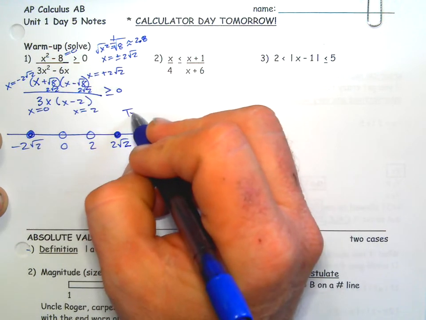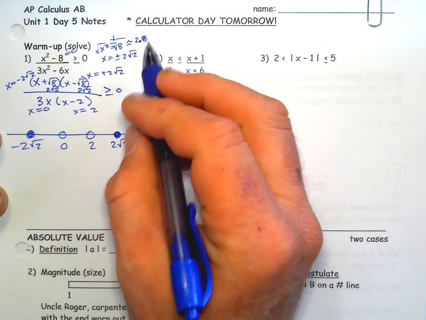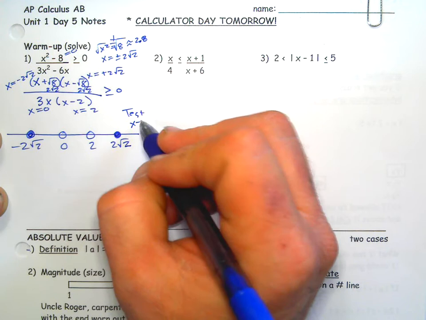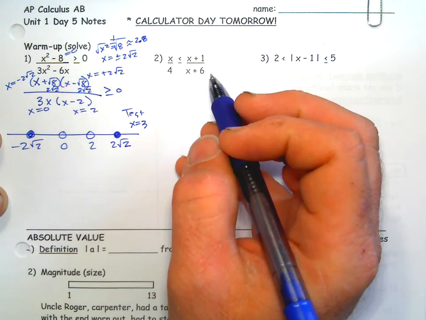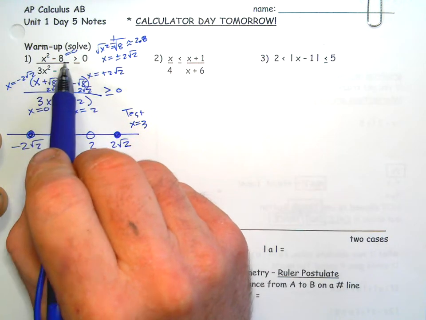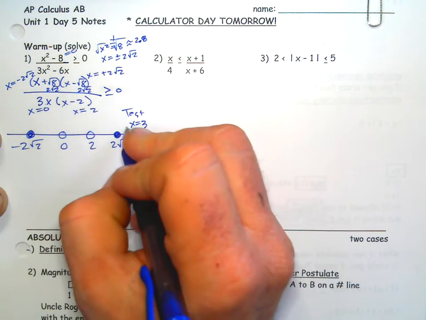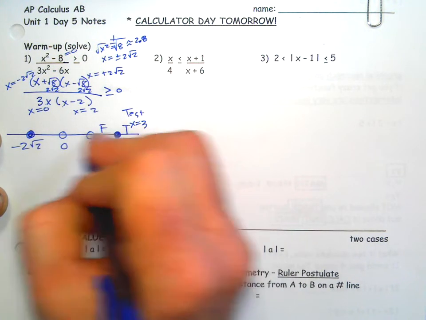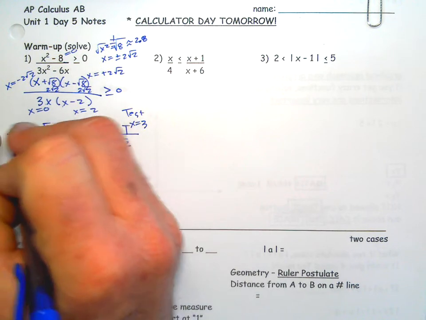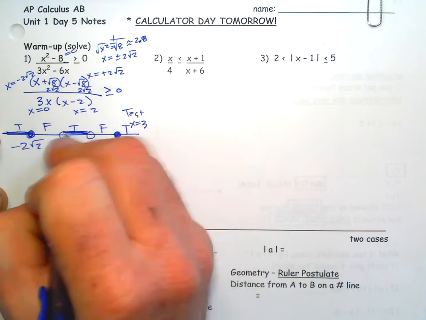Now, when you go to test, if you want to test far right, then you need to be like, oh, well, x equals 3 would be a good value to test. That'd be 9 minus 8 is 1. Positive, positive. Everything's positive. It's true. False. True. False. True. So we darken in those.